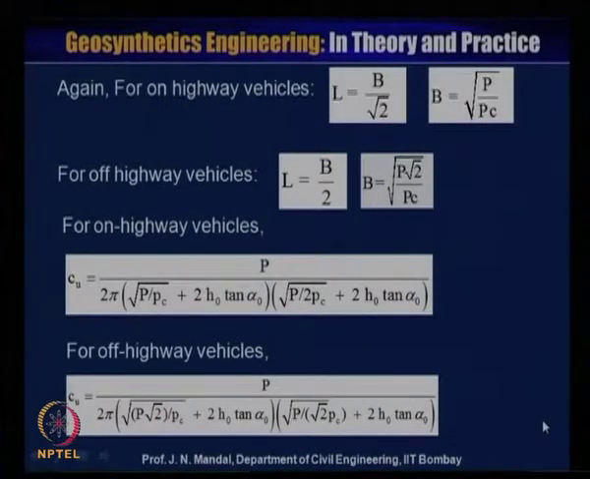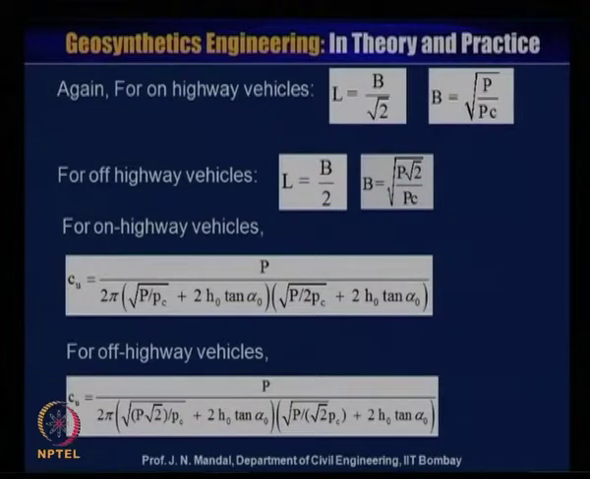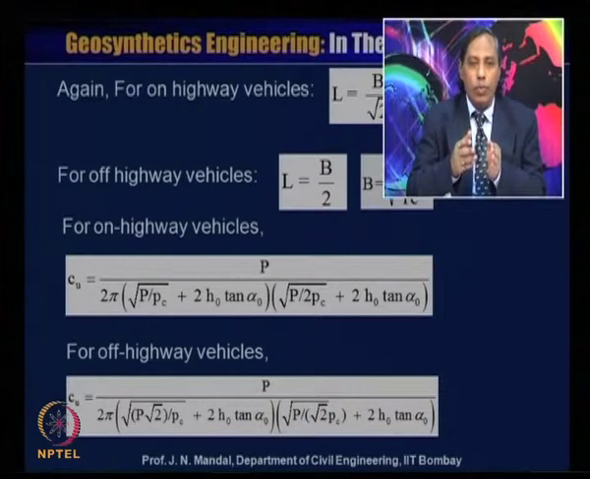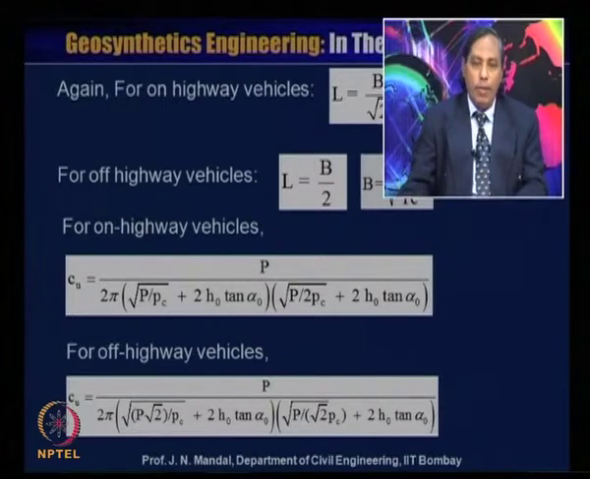Now, if it is an on highway vehicle, L will be equal to B by root 2 and B is equal to root of P divided by Pc. For off highway vehicle, L is equal to B by 2 or B is equal to root of P root 2 divided by Pc. For on highway vehicle, Cu is equal to P divided by 2 pi, root of P by Pc, because that is the B, plus twice H0 tan alpha 0, into root of P divided by 2Pc plus twice H0 tan alpha 0. If it is for off highway vehicle, then Cu will be equal to P divided by 2 pi, then root of P root of 2 divided by Pc plus 2H0 tan alpha 0, into root of P and then root of 2Pc plus 2H0 tan alpha 0.